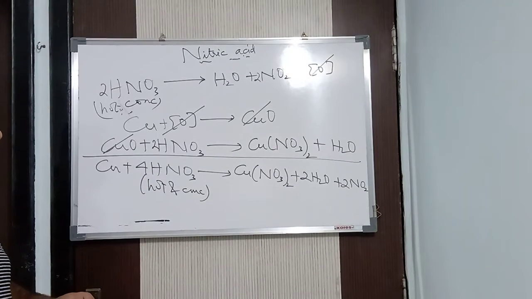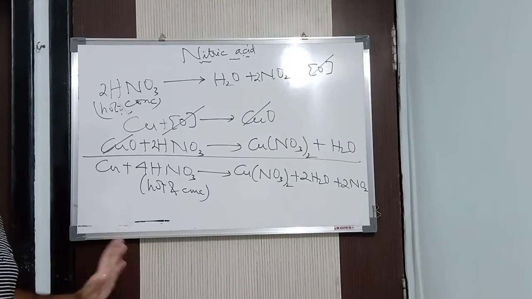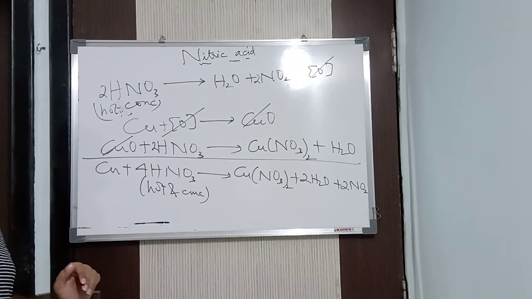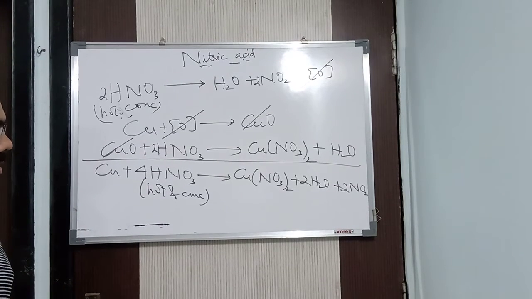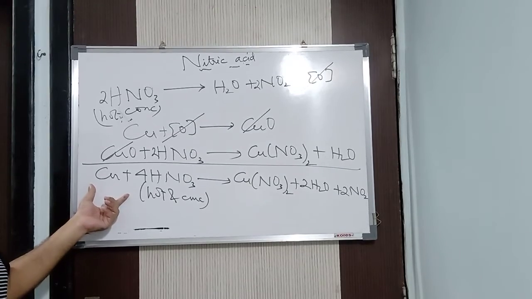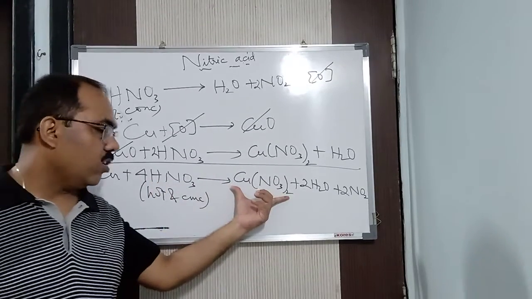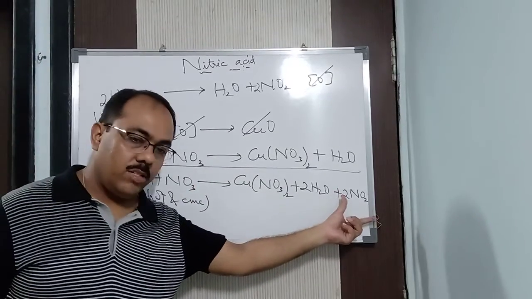So when any metal reacts with concentrated nitric acid, what does it give you? Remember it, any metal, that is copper you can take here, iron you can take, zinc you can take. When any metal reacts with this nitric acid, it gives you the corresponding nitrate. Suppose if I take zinc, you will get zinc nitrate, water and nitrogen dioxide.